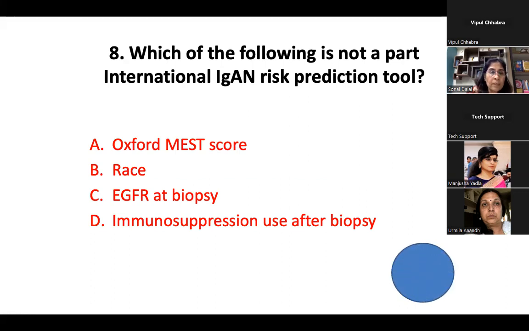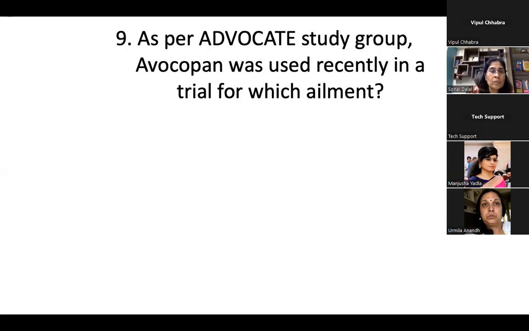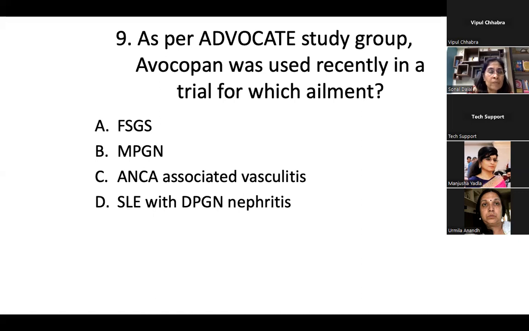Time up. The correct option is option D, that is immunosuppression used after biopsy. It is not considered in this. So now we move on to question number 9. As per the ADVOCATE study group, Avacopan was used recently in a trial for which ailment? Option A, FSGS, B, MPGN, C, ANCA-associated vasculitis, and D, SLE with diffuse proliferative nephritis.